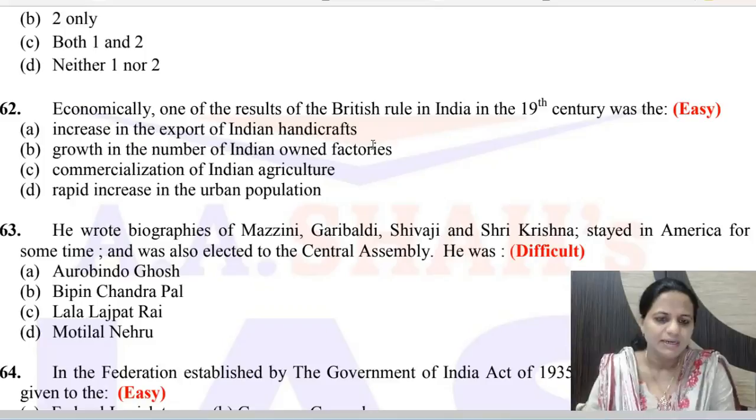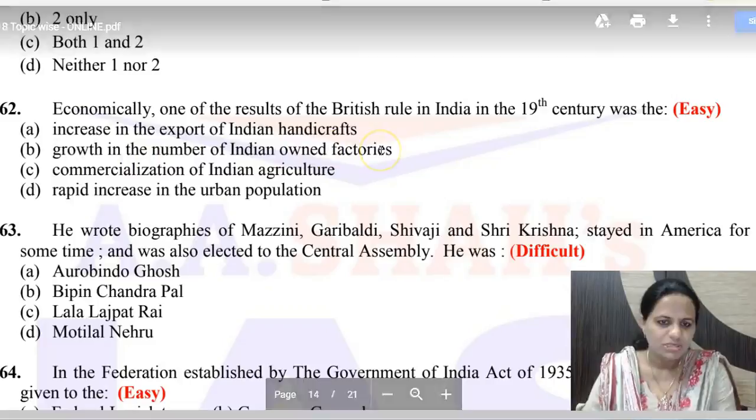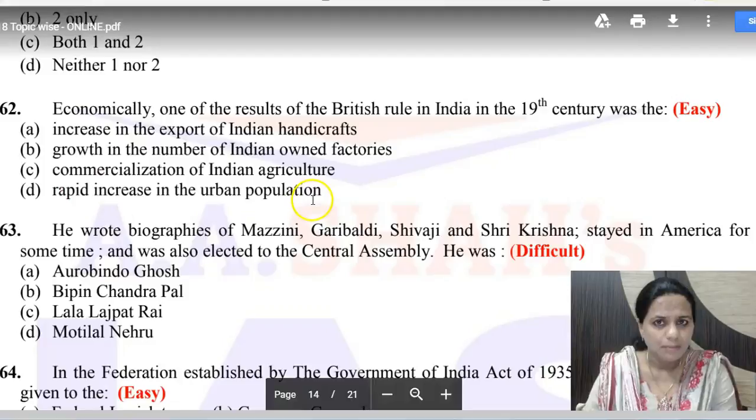Second is growth in the number of Indian owned factories. Of course, this did not take place. Indian owned factories did not increase. Rapid increase in urban population. No, even this was not the case.